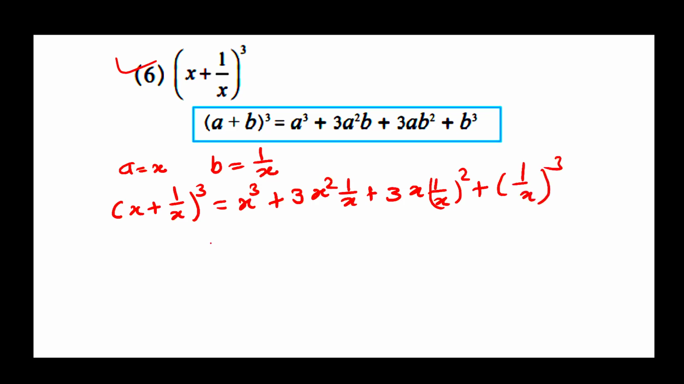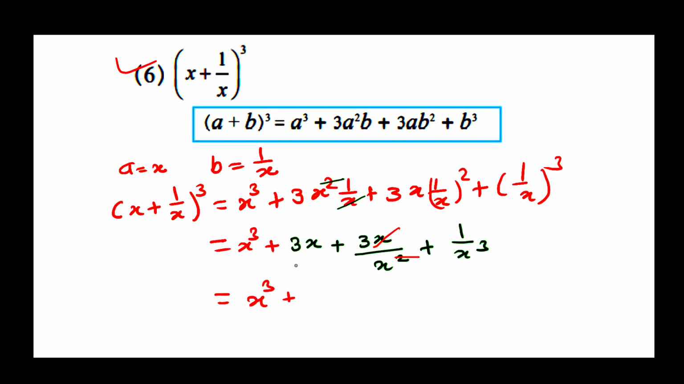= x cube plus, here x and x square get cancelled, therefore we get 3x, plus, here 3x upon x square, plus 1 upon x cube. Here also x and x square get cancelled, we get x cube + 3x + 3/x + 1/x cube.